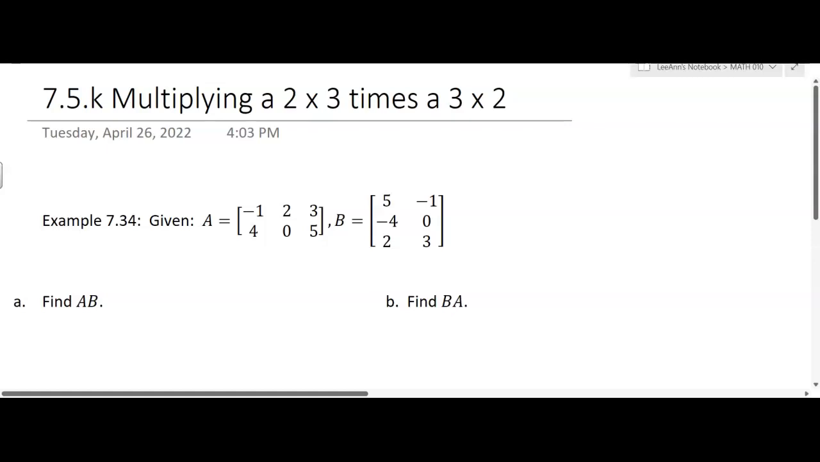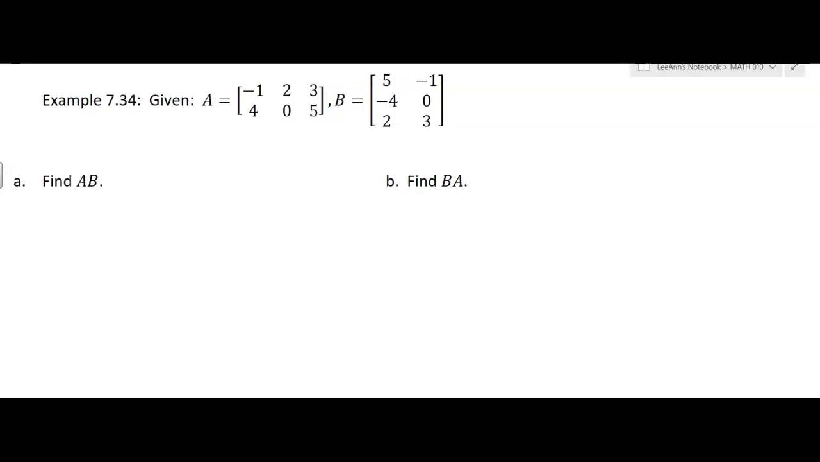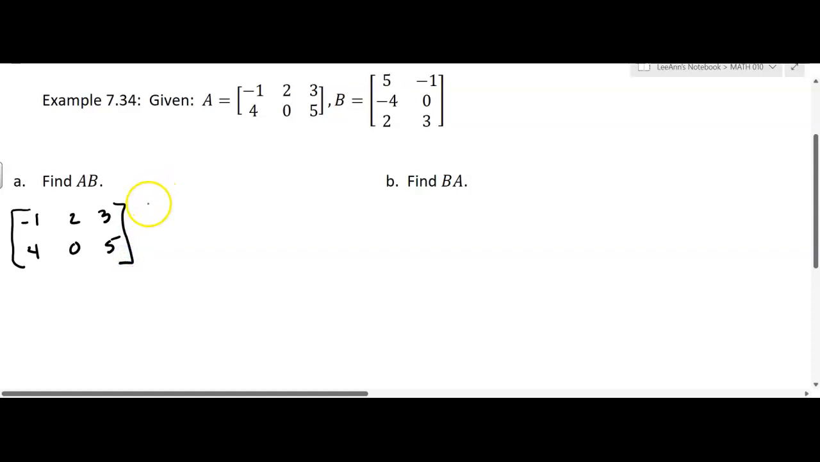Okay, so we have two problems here, A and B. First we're going to take a 2 by 3, A, which is [-1, 2, 3; 4, 0, 5]. By the way, we love zeros in matrices. And then we're going to multiply it times B, [5, -1; -4, 0; 2, 3].